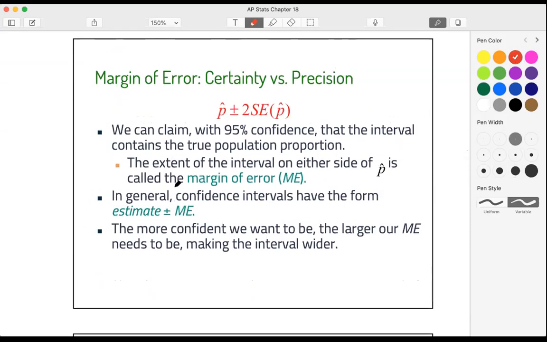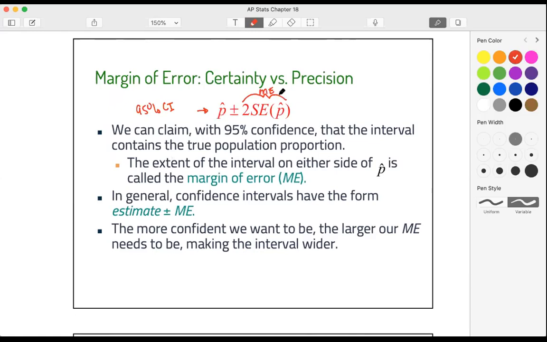All right, so margin of error, this is certainty versus position. This is how we construct a 95% confidence interval, CI. We take our p hat plus or minus 2, we'll talk about where that 2 comes from in a second, times our standard error of p hat. So we can claim with 95% confidence that the interval contains the true population proportion. The extent of the interval on either side of p hat is called the margin of error. So this whole thing on this side is called the margin of error.